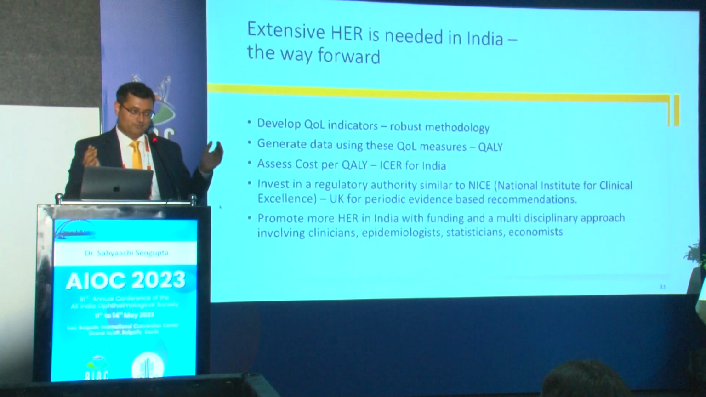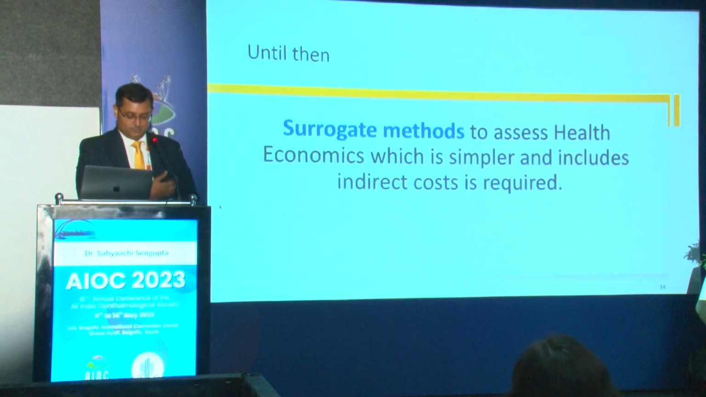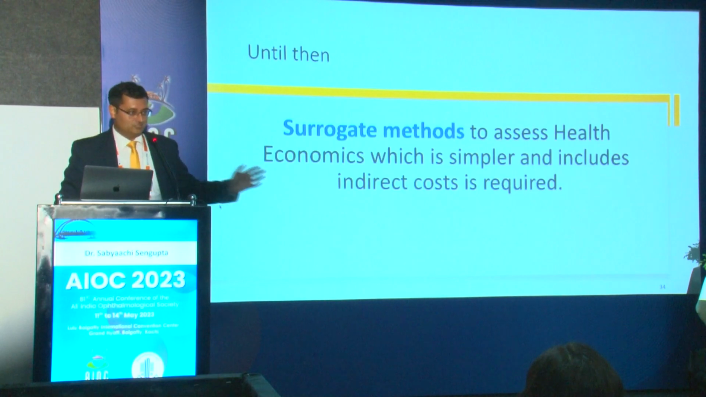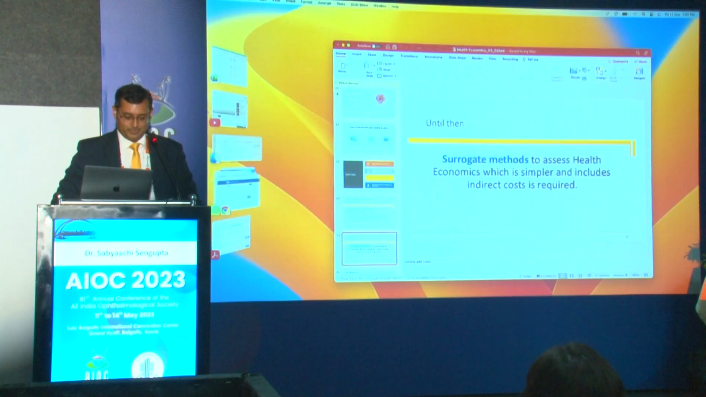In India, we don't have questionnaires at all, even for simple diseases like glaucoma and cataract. So it's a relatively long process. Still, for now we can use surrogate measures to assess health economics, which are relatively simpler, such as indirect costs and others that I've shown you. This is generally the way forward. We need to first understand what is required, then develop ICERs that are India specific, and then allocate funds for those. So this was a little bit about health economics.